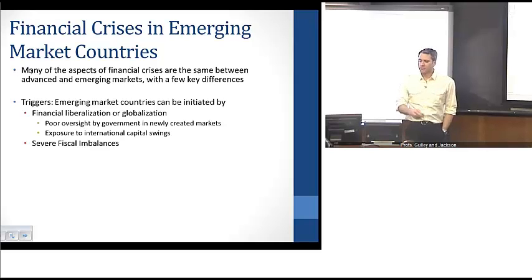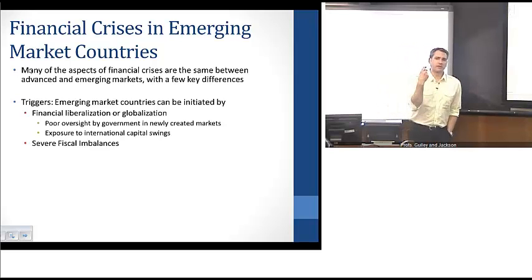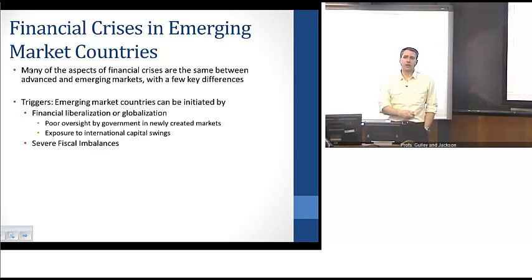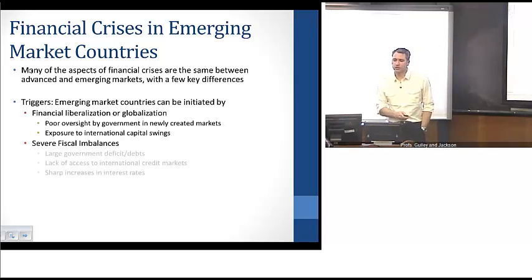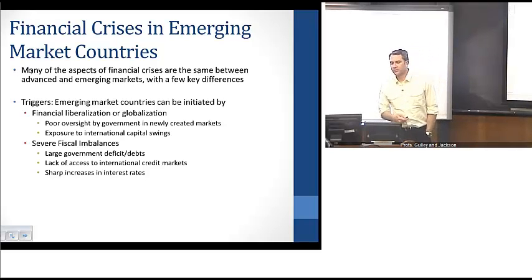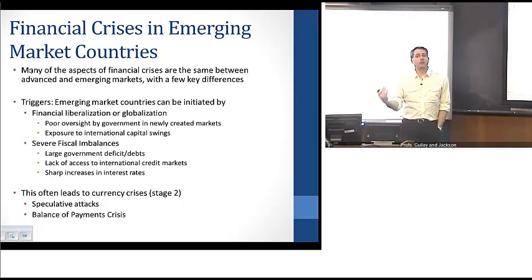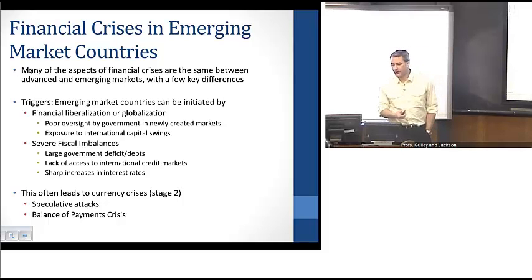The second point is that you can have severe fiscal imbalances. So again, you can think of governments as running sustained deficits. If these are small emerging market countries with large deficits, that can create real problems. In addition to that, it leads to lack of access to international credit markets. You can see sharp increases in interest rates as a result of these severe fiscal imbalances. And all of these can lead to currency crises. In chapter 18, in the videos we talk about speculative attacks and how that can impact the economy. But effectively, these triggers lead to the second stage, which is these currency crises.